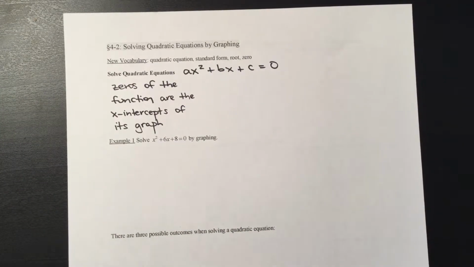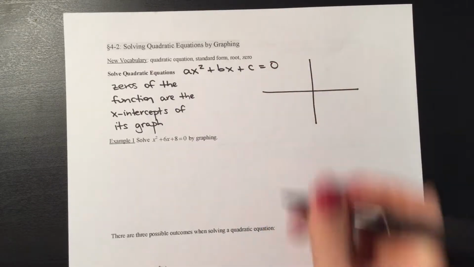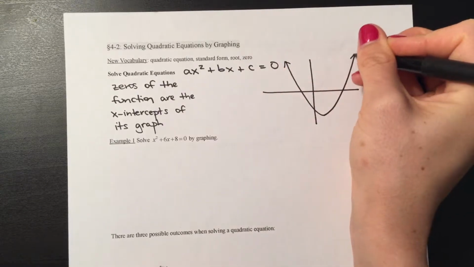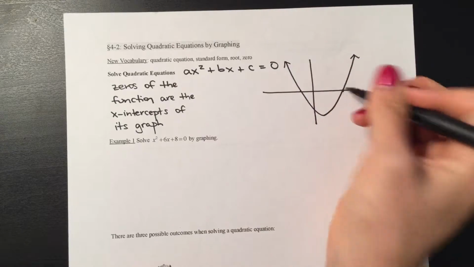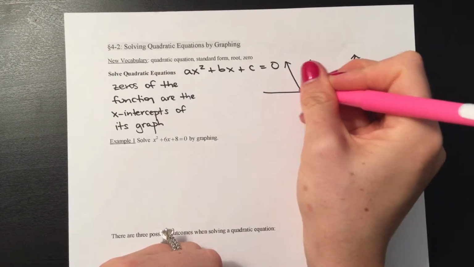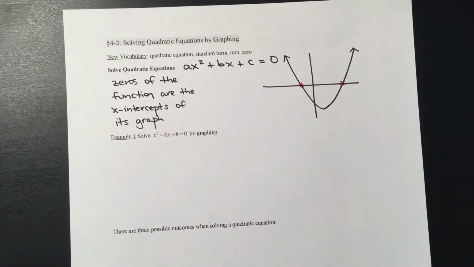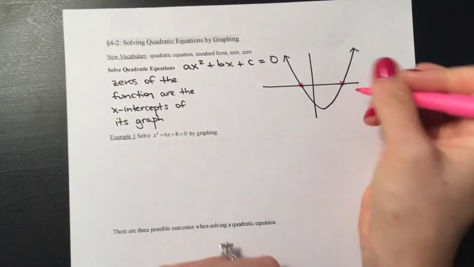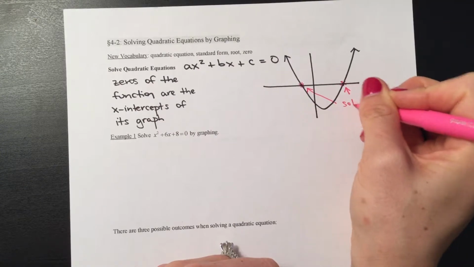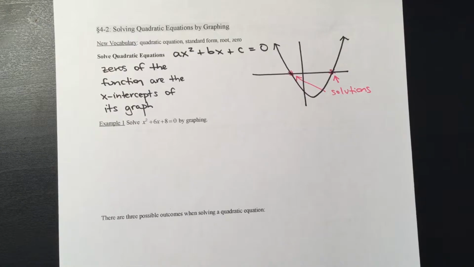So here's what that looks like graphically. If we had a graph, and it looked something like this, these points right here, the x-intercepts, those would be the solutions of the equation. Okay, so right there, right there. If you can figure out what those values are, that's what it means to solve the equation. So this right here and this right here, those are the solutions. Okay, so that's the general idea that we're going for.